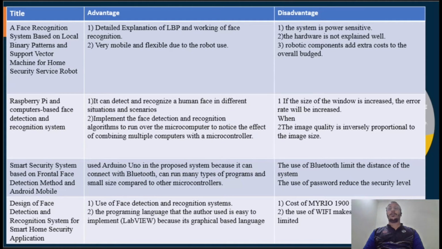Some people use Arduino and they use Bluetooth, but this reduces the security of the system because they use the Bluetooth. And also the last one, they use a PC. It's a very fantastic system, but the problem is it is very expensive because of the use of the PC.